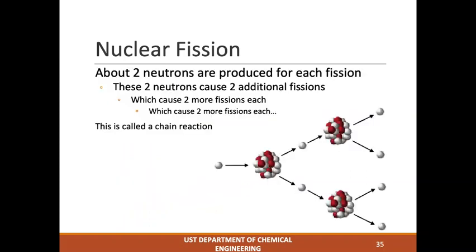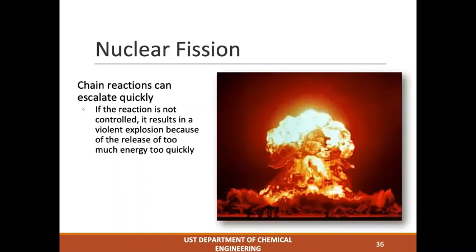Nuclear fission reactions involve chain reactions, where each subsequent fission reaction is triggered by neutrons generated by initial reactions. On average, 2 fast-moving neutrons are generated per fission reaction, which could initiate 2 other fission reactions and so on, thereby creating a chain of reactions. Often, these fission reactions can occur rapidly, thereby generating enormous amounts of energy within a short period of time, resulting in violent explosions.